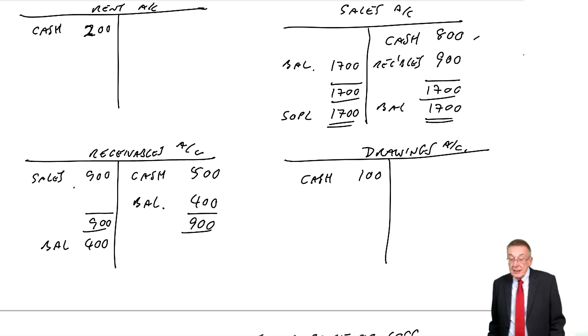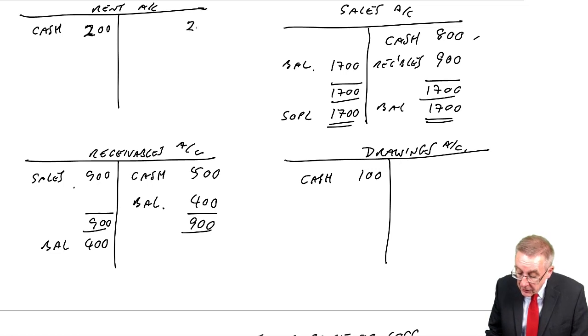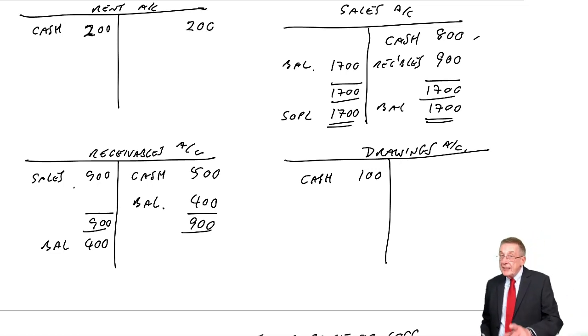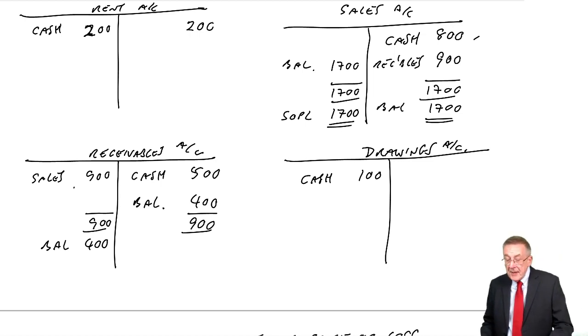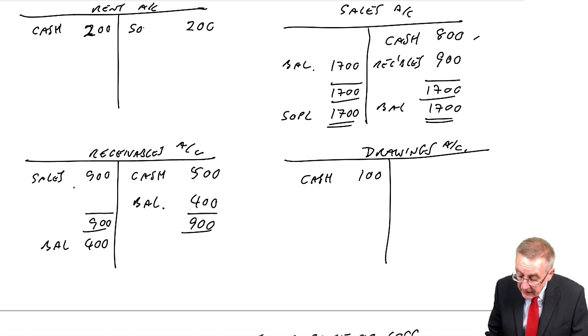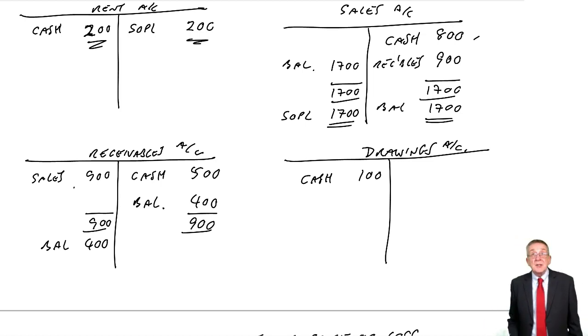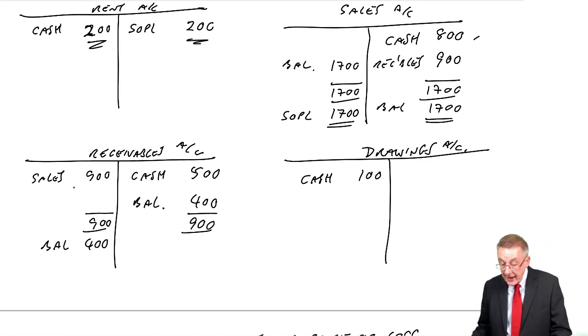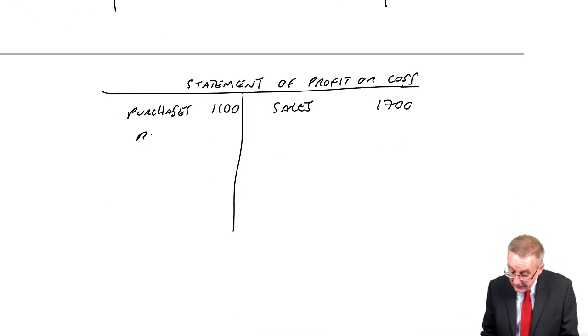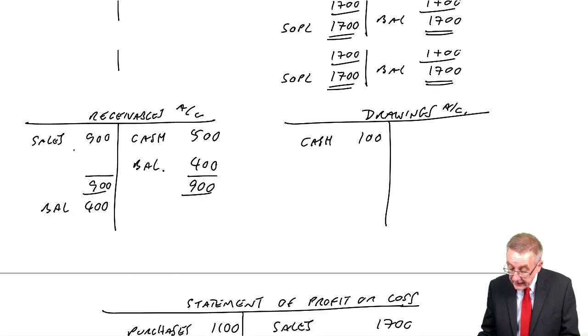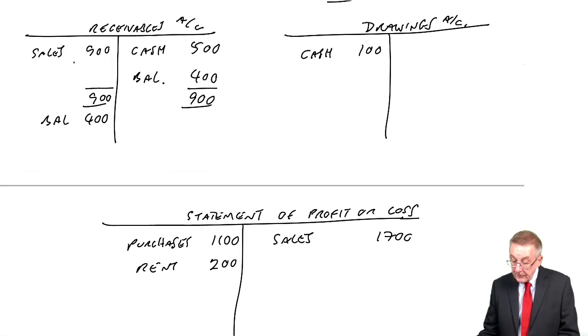And so we remove it. Credit rent 200. And rent again appears in the statement of profit or loss as an expense. So credit rent, debit statement of profit or loss. The balance is 0. I can use the same account to list next year's rent. Credit rent, debit statement of profit or loss, 200.